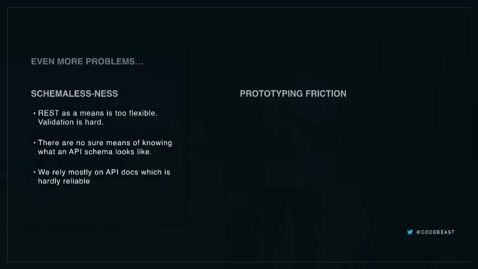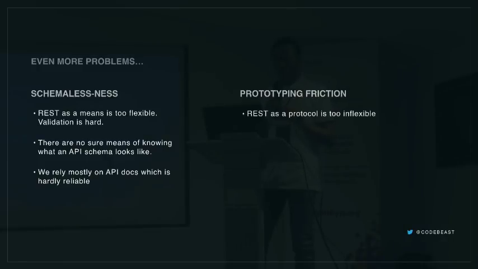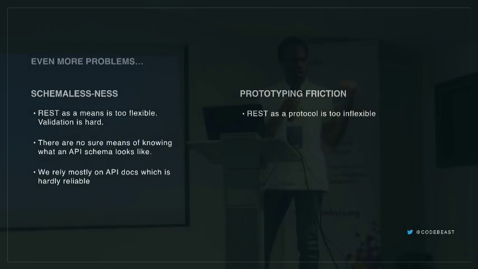On the other hand, we have prototyping friction. REST as a protocol now is too inflexible. I have /users/ID/post. And then a user wakes up tomorrow and we have a new user story. The whole idea changes. Just a change on the UI has a high chance to affect the structure of your API. It's something we normally encounter in our workplaces.